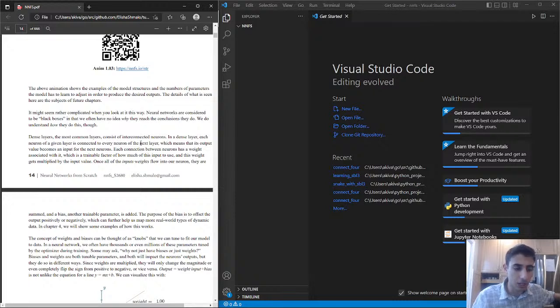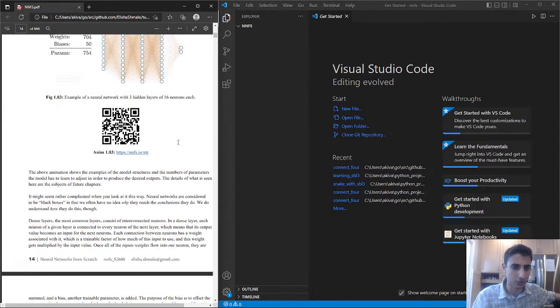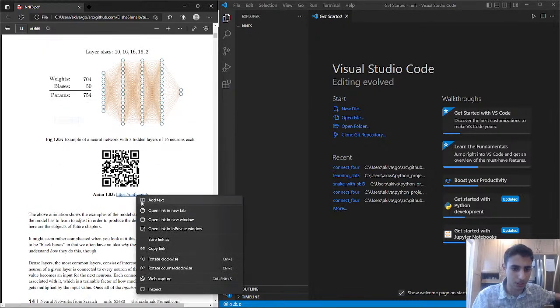Dense layers, the most common layers, consist of interconnected neurons. In a dense layer, this is so not good at explaining things if you don't know what's going on. We should probably watch the animation.